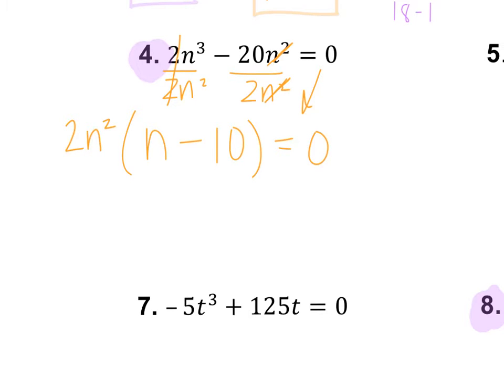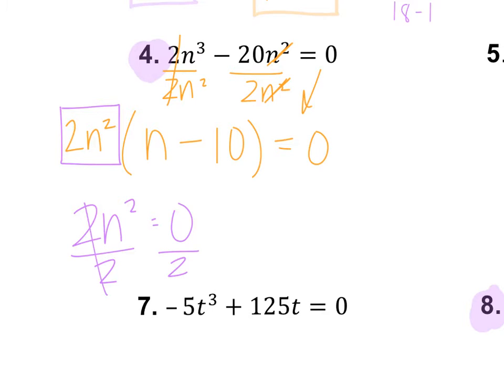Okay? How many parts do I have? 2. Good, 2 parts. So let's start with the first one. 2n squared equals 0. All right, this tripped a lot of people up. What do I do first, Caleb? Divide both sides by 2. Good, so I'm going to divide both sides by 2. All right, and that gives me n squared equal to 0.